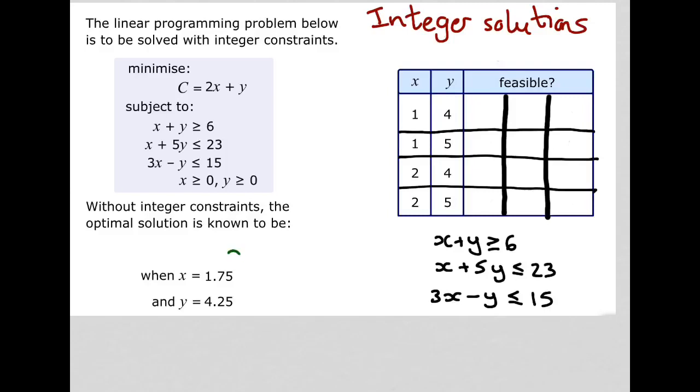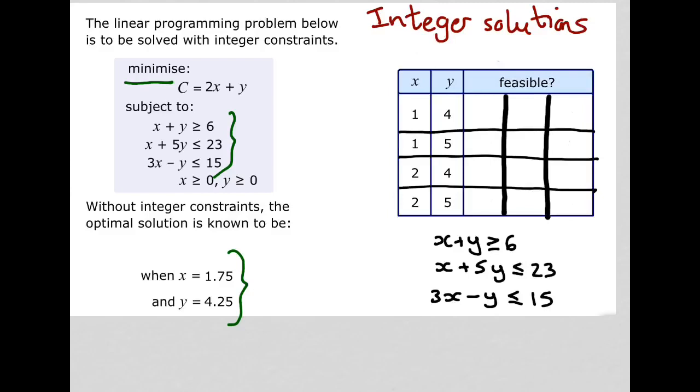Well, this is a problem I was looking at, and I've got a solution already. X is 1.75 and Y is 4.25. Now, I'm minimising here. That's not hugely important right now. And actually the constraints are not too important right now. They will be really important in a second.